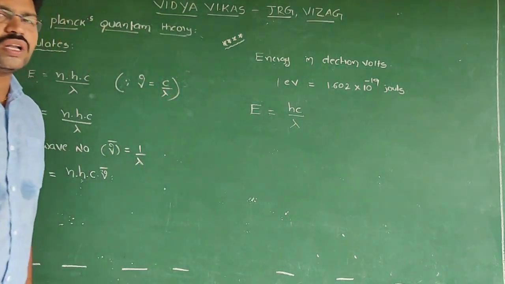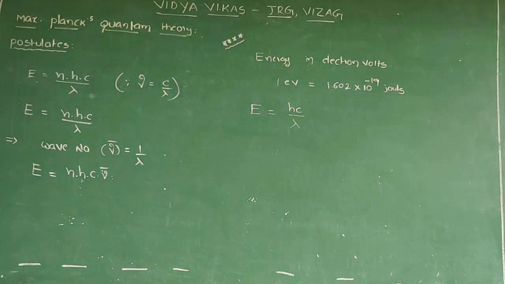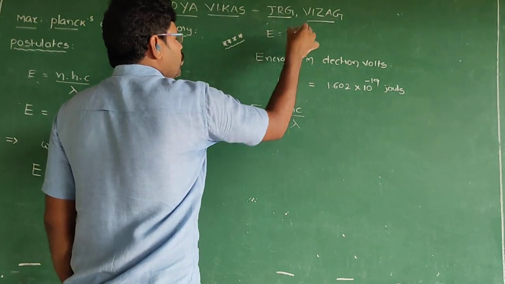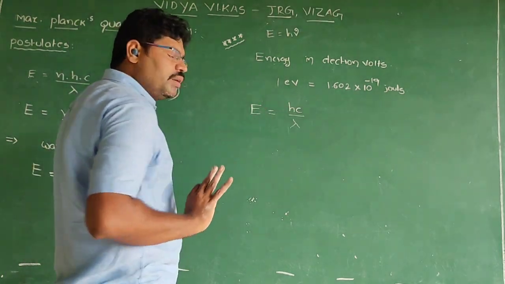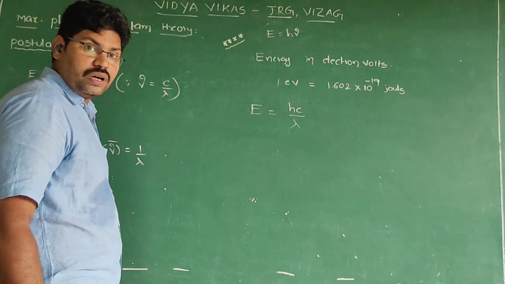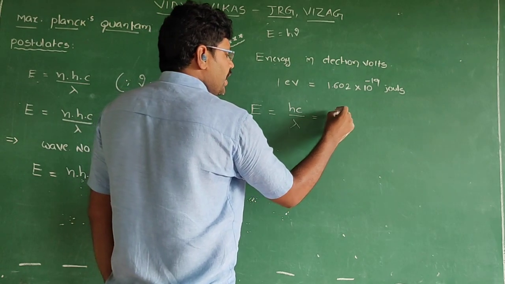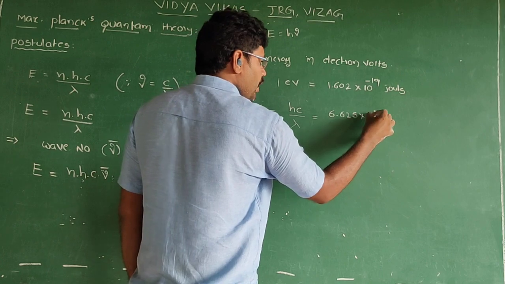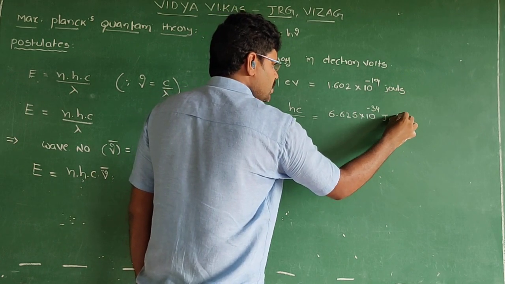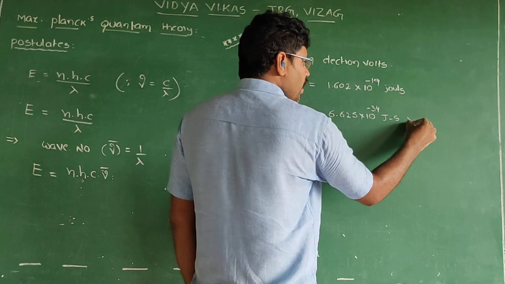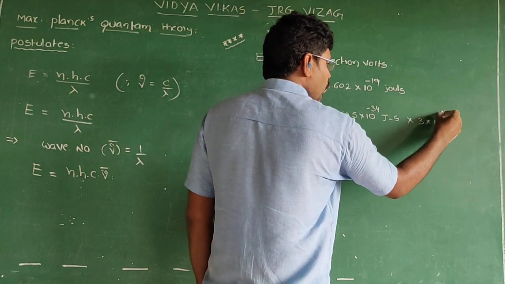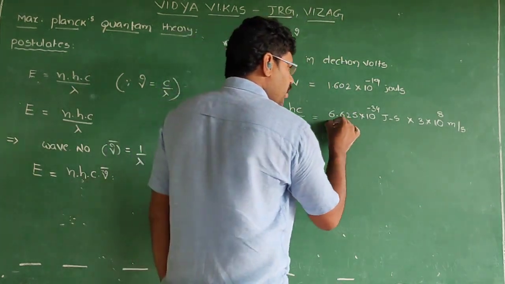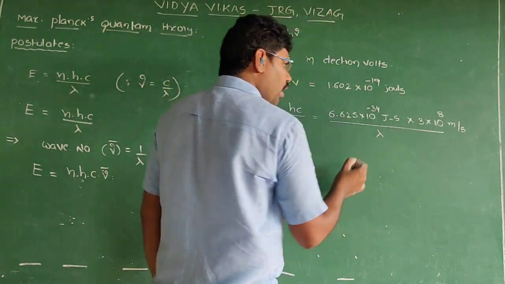This is Planck's quantum theory formula, because E is equal to h nu actually. Nu means c by lambda, so hc by lambda. So if we substitute the h value, which is 6.625 into 10 power minus 34 joule second, and velocity of light 3 into 10 power 8 meters per second, divided by wavelength, dear students, lambda.